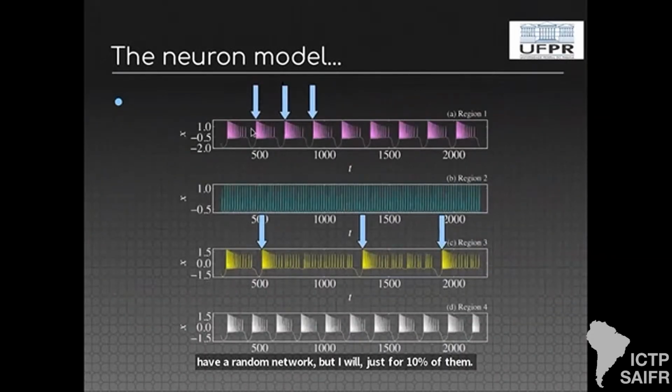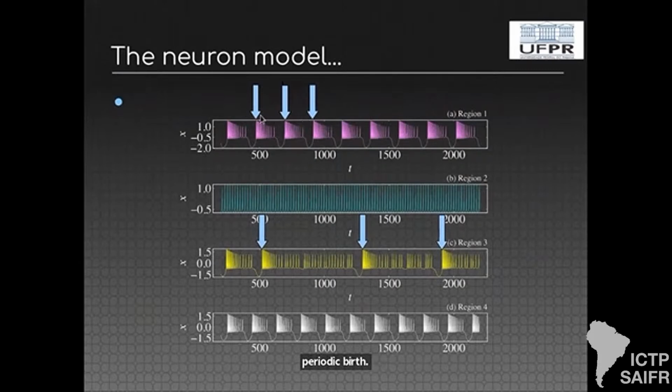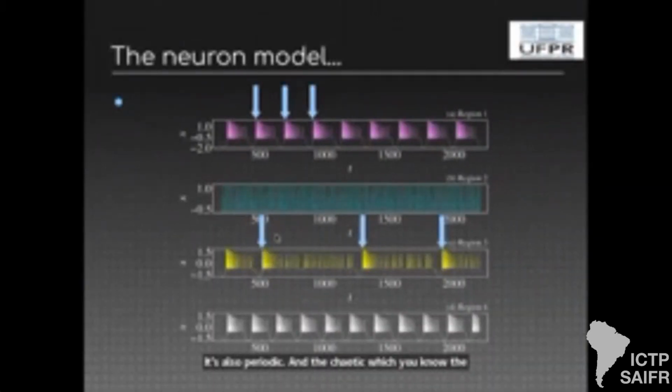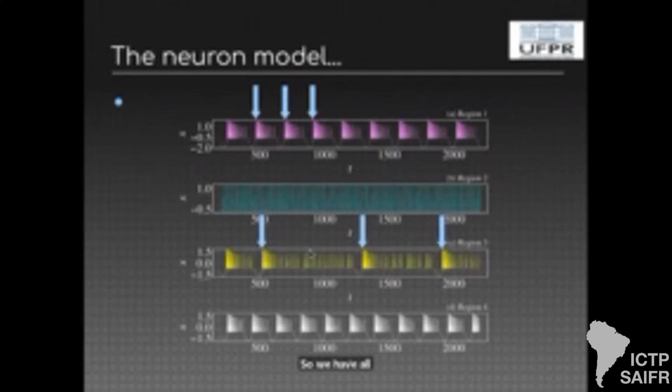So let's remember the four regimes again. This is a periodic burst, so the intervals of time between bursts are equal. And here is a spike, which is also periodic. In the chaotic regime, the time the burst starts, the interval between two bursts, is not the same. So we have all these characteristics, but I will do simulations with all neurons in regime 1, then all in regime 2, and so on. So my network will not be mixed, with some neurons in regime 1 and some in regime 2. All of them will be in regime 1 in one simulation, all in regime 2 in another, and so on.